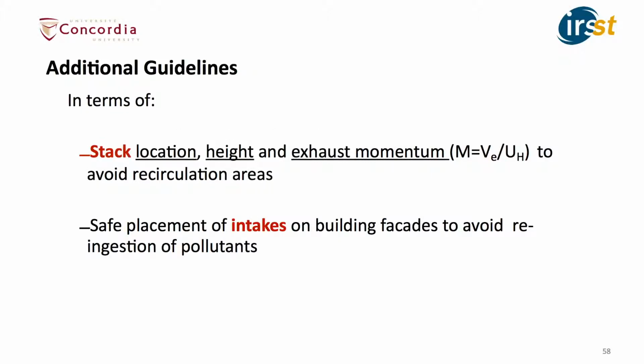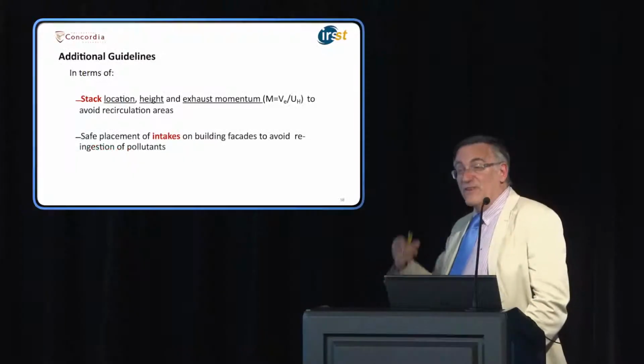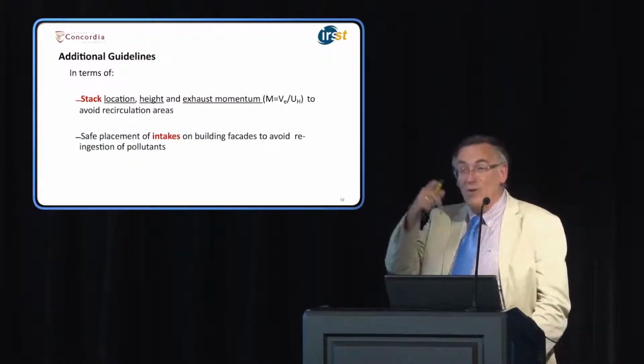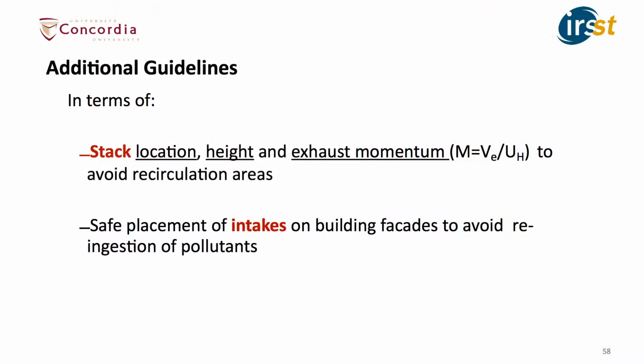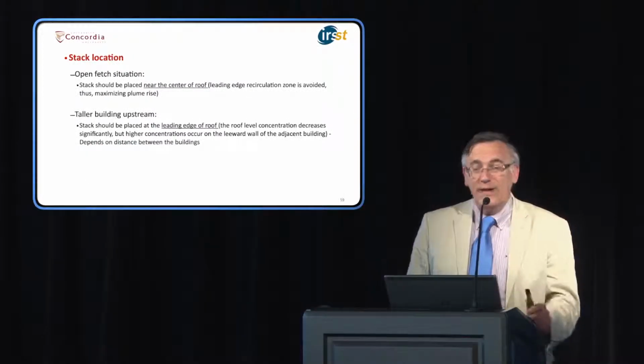Now, if we talk about additional guidelines, they are based on the studies that have been carried out here. We have these additional guidelines organized in terms of the stack location, height, exhaust momentum, and so on. This is the ratio of the exit velocity over the wind speed, in order to avoid recirculation areas, which are the ones that make the pollutant get re-ingested, because the wind takes it and brings it back. And also in terms of the safe placement of intakes, that's what the practitioner wants to know: where should I put the intake to avoid re-ingestion of pollutants? So we do that in these 2 categories, if you like.